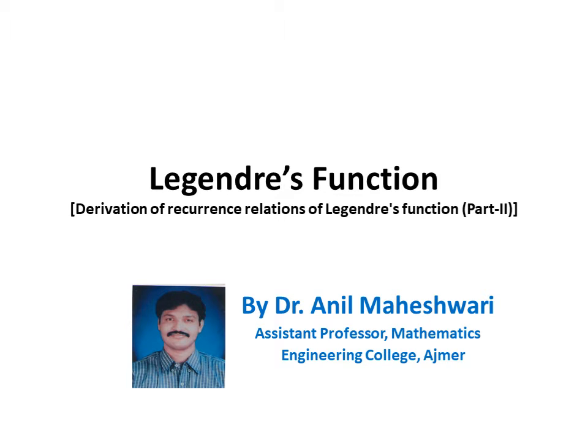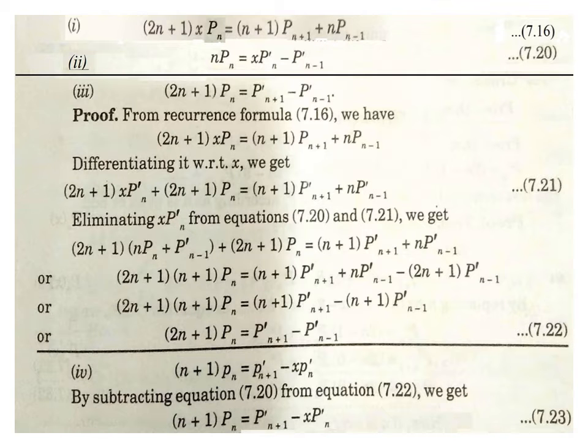In the previous lecture, I derived the first and second recurrence relations of Legendre's function. In today's lecture, I will derive the remaining four recurrence relations of Legendre's function. As you can see at the top of this slide, the first and second recurrence relations are written as equations 7.16 and 7.20, which we already derived in the previous lecture.